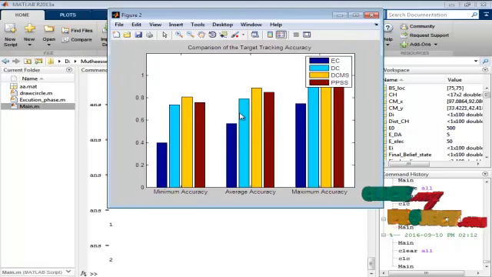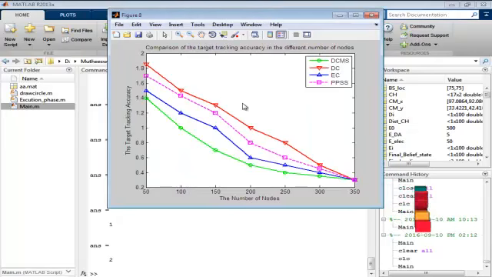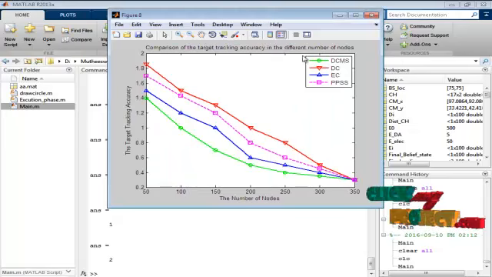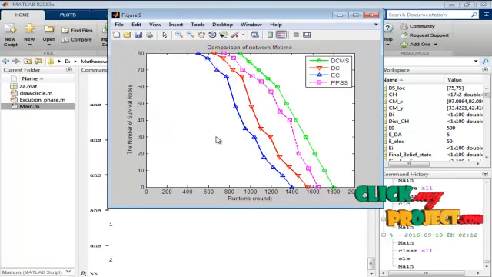And here is the comparison of the target tracking accuracy, comparing the existing methods EC, DC and the PPSS algorithm. And this is the comparison of the target tracking accuracy with different numbers of nodes. By varying the number of nodes, we calculated the target tracking accuracy and compared with our method DCMS and the existing DC, EC and PPSS. This is the comparison of network lifetime.